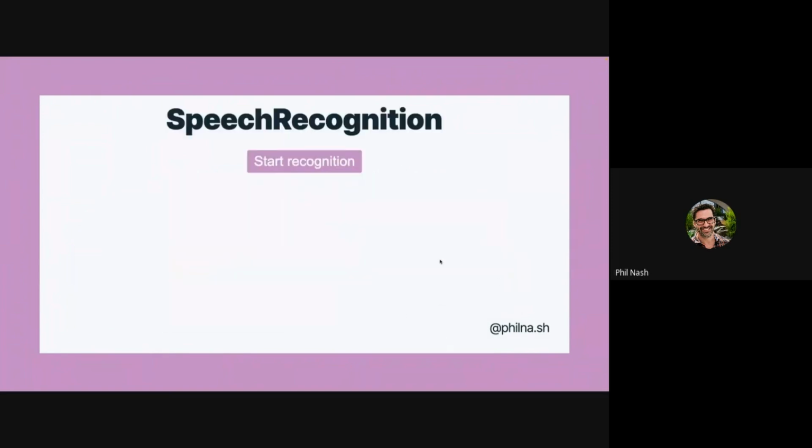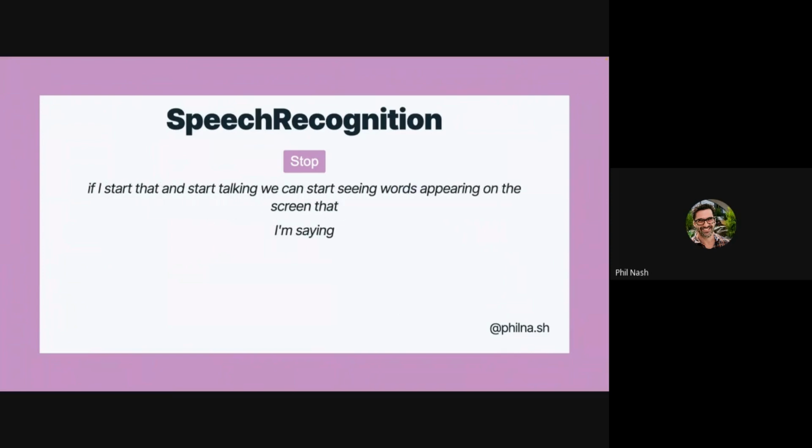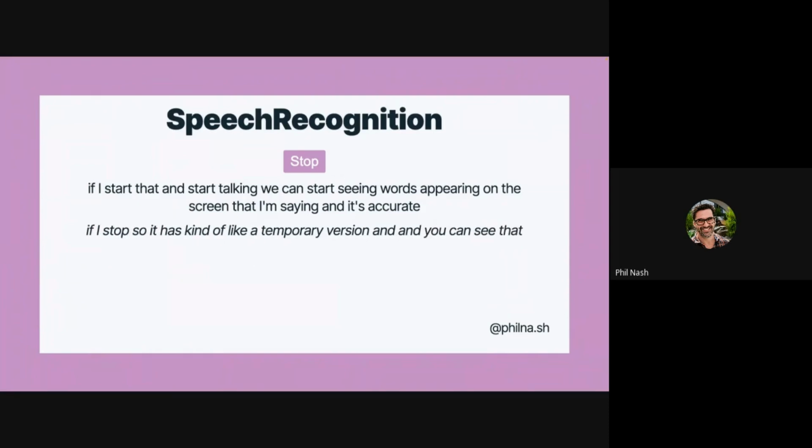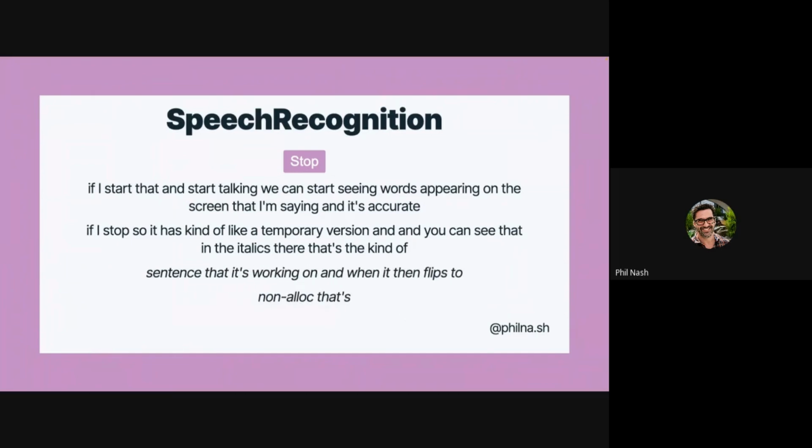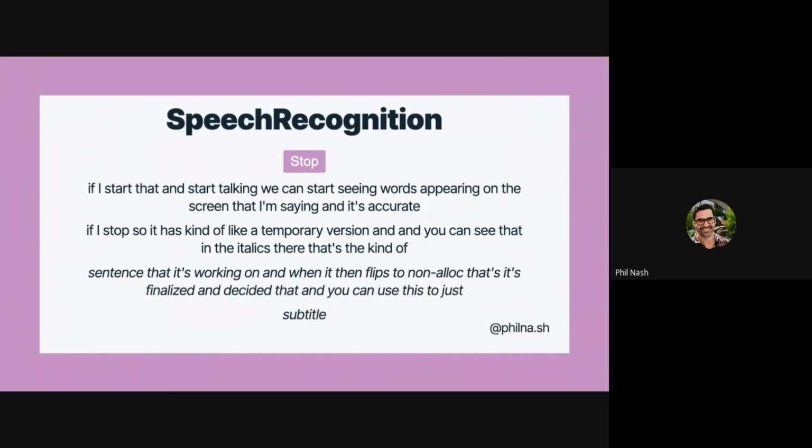We can see it in action, right? If I start that and start talking, we can start seeing words appearing on the screen that I'm saying, and it's accurate. If I stop, so it has kind of like a temporary version, and you can see that in the italics there. That's the kind of sentence that it's working on, and when it then flips to non-italic, it's finalized and decided that. And you could use this to just subtitle your entire life. It's kind of cool. I'm going to stop that now.